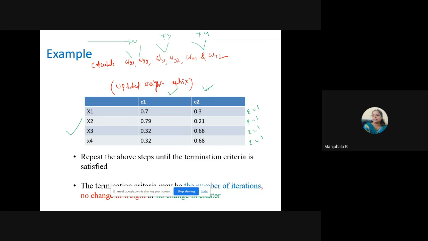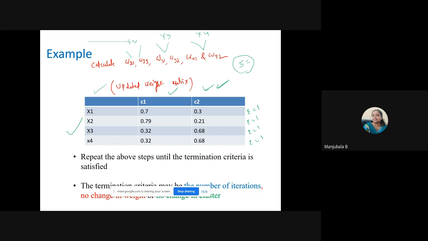The termination criteria, as we have discussed in K-means clustering, may be the number of iterations, or there may be no change in the weight matrix. In that scenario, you can terminate. Assume we have considered the number of iterations equal to 5 for our FCM, and after 5 iterations we are getting this weight matrix. So what do we have to conclude now? Because our target is to find out which cluster the data points belong to.